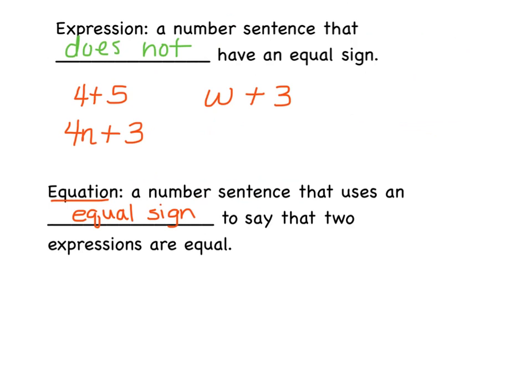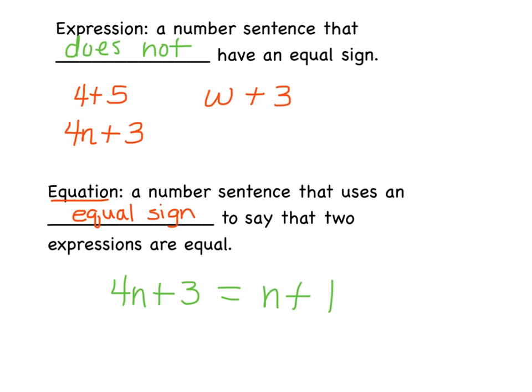Kind of think about it, equation has the word equal almost right in it. So an equation uses an equal sign to say that 2 expressions are equal. So let's say I have 4n plus 3. There's one expression. And I'm going to say that's equal to n plus 1. That's an equation because it has 2 expressions, one on each side, and it's saying that they're equal.